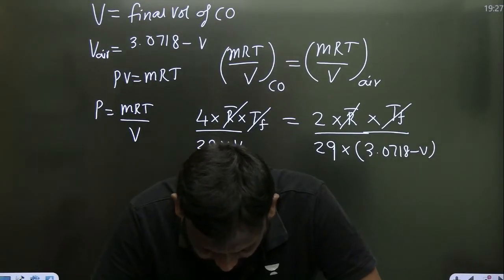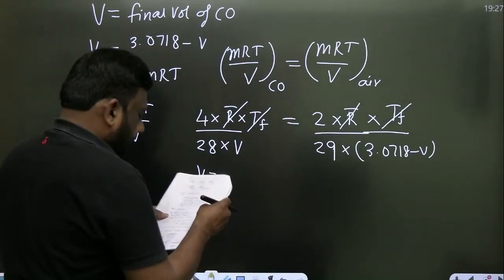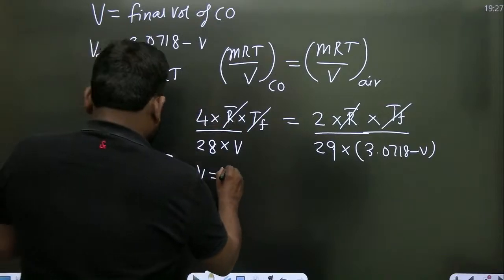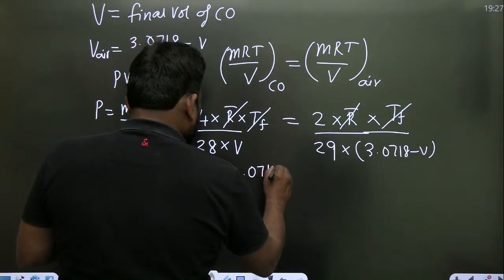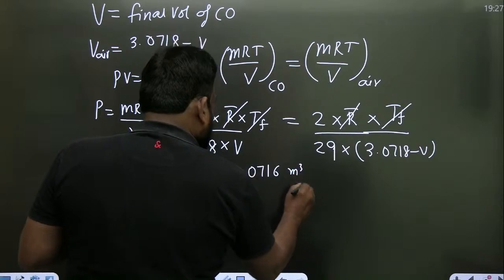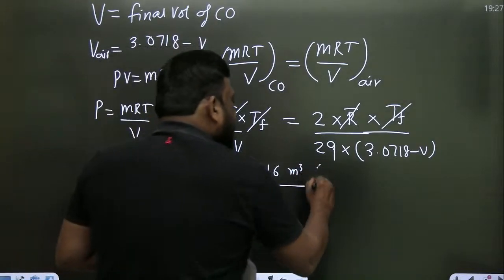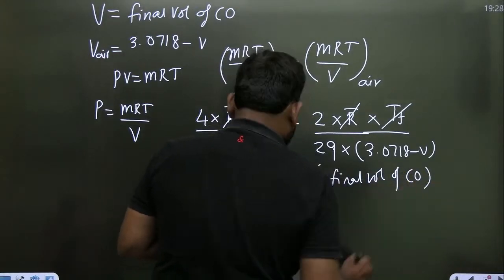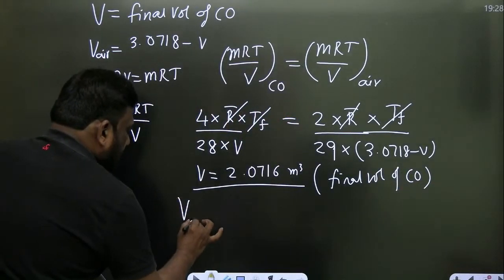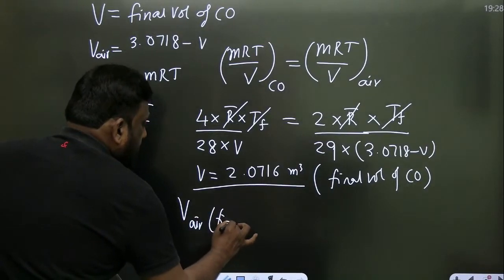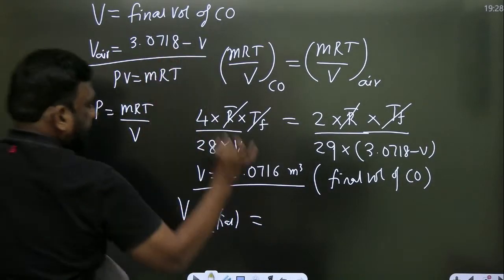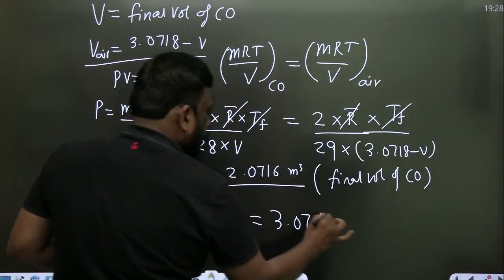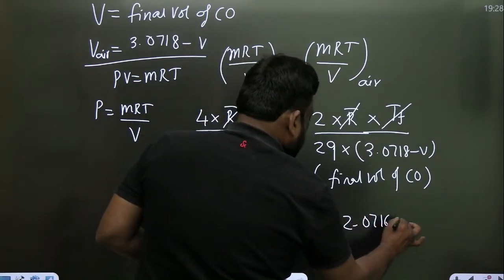Clear, very good. So I will get V. Keep all calculators ready. Someone gave it is 2.0716 meter cube. Can you tell me what is this? It is the final volume of CO, sorry, CO. And what is the final volume of air? Anyone? So the final volume of air is 3.071 minus 2.071. So this comes to 1 meter cube.